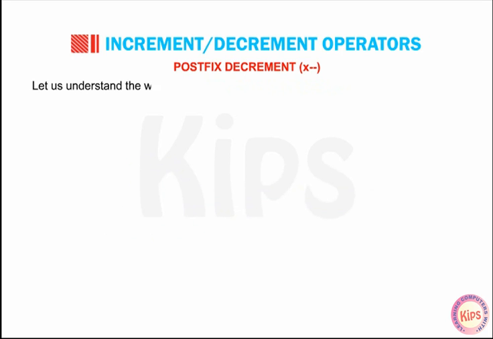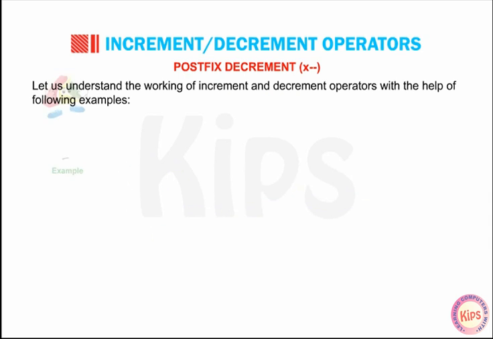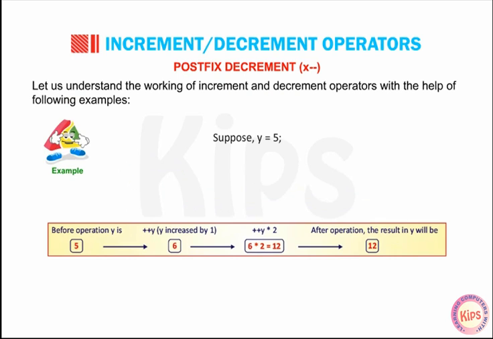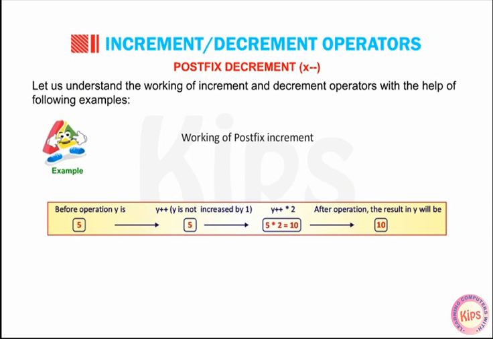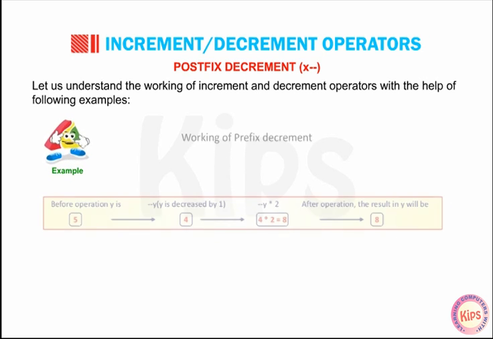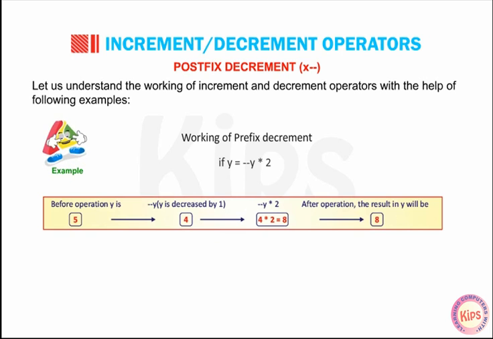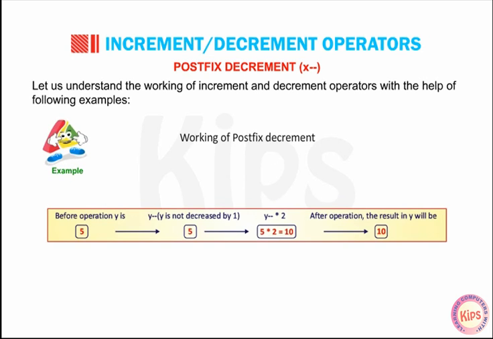Let us understand the working of increment and decrement operators with the help of following examples. Suppose y = 5; Working of prefix increment: if y = ++y * 2. Working of postfix increment: if y = y++ * 2. Working of prefix decrement: if y = --y * 2. Working of postfix decrement: if y = y-- * 2.